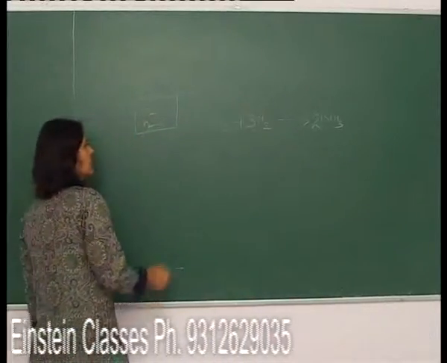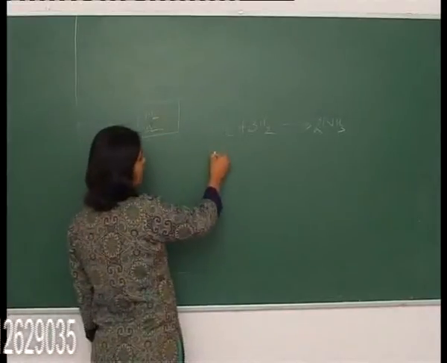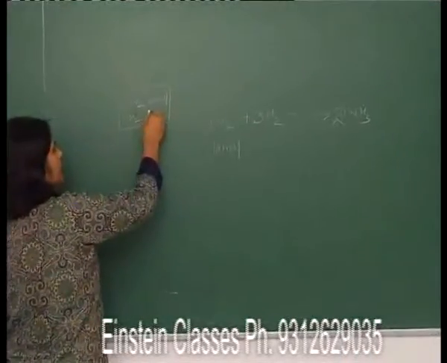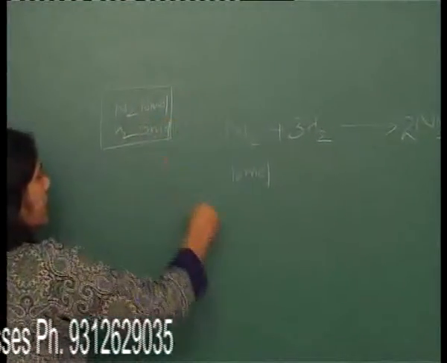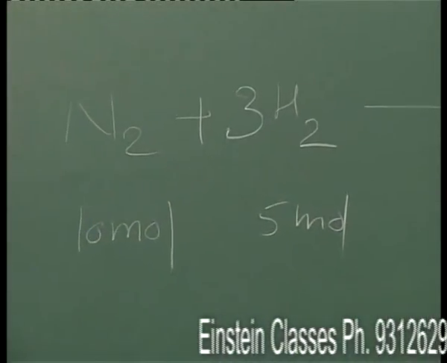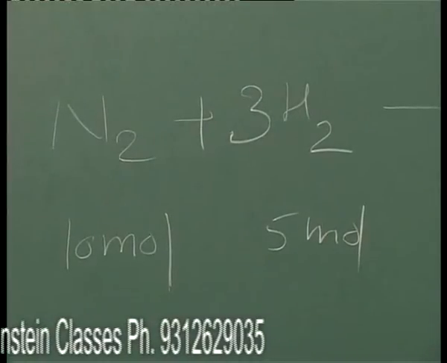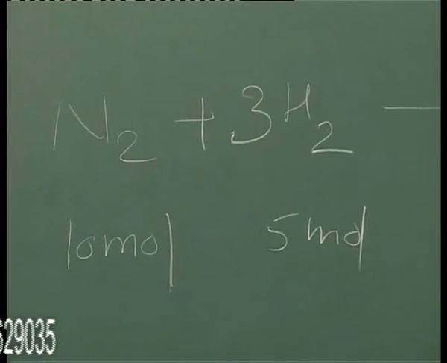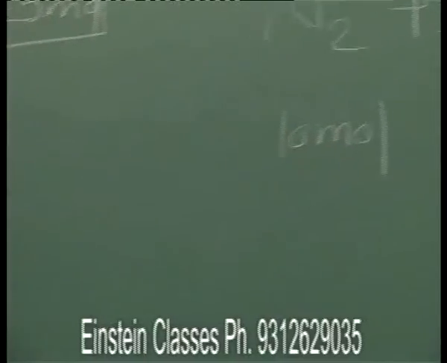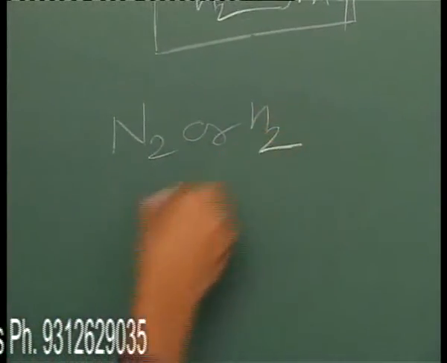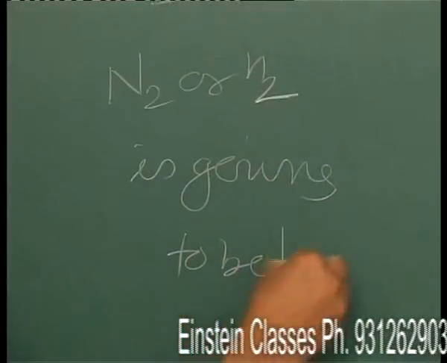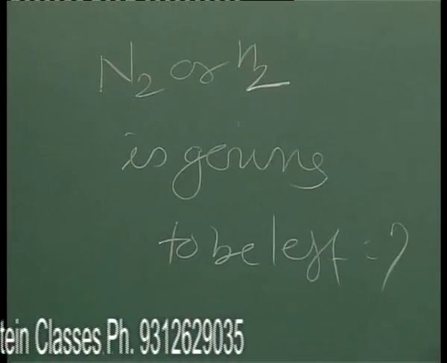Now next, let's suppose in a container we have taken 10 moles of nitrogen and 5 moles of hydrogen, and we mix them. We need to find out which gas, nitrogen or hydrogen, is going to be left in the container.